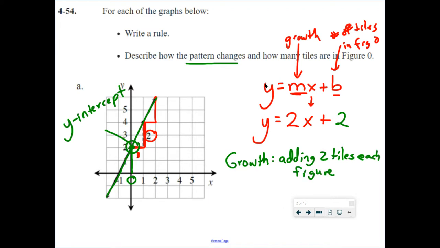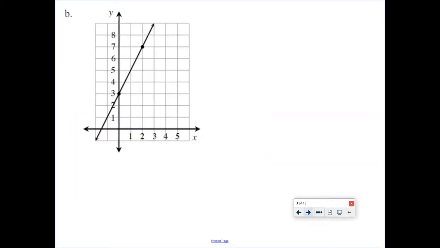And then how many tiles are in figure 0? Okay, figure 0, 2 tiles. Cool? All right, so now what I want you to do is try it on this one. So please go ahead and write an equation for this graph, and then please tell me what is happening with the growth.